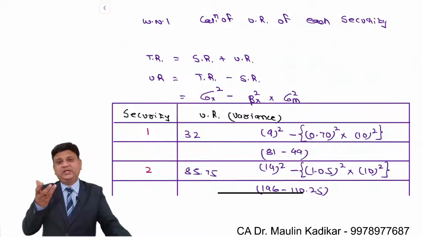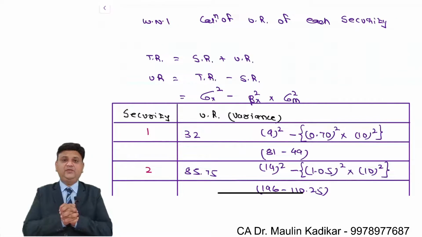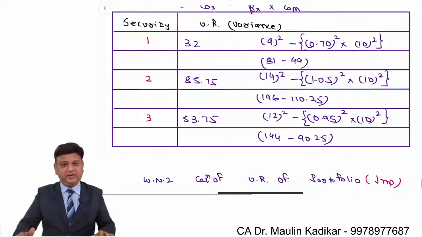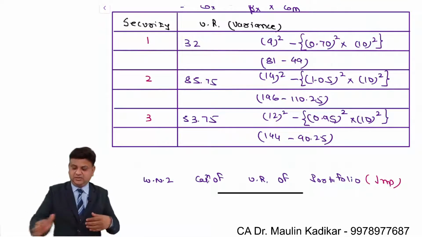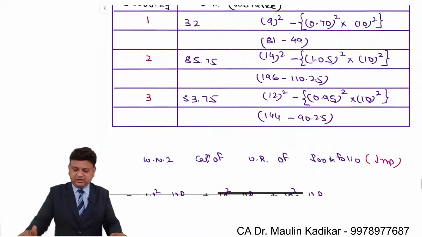Now, as far as the unsystematic risk of the portfolio is concerned, that is an important part of the question. For that, first of all, the unsystematic risk of the individual security is required to be calculated. That is the total risk minus systematic risk. So we have found as 32, 85.75 and 53.75.